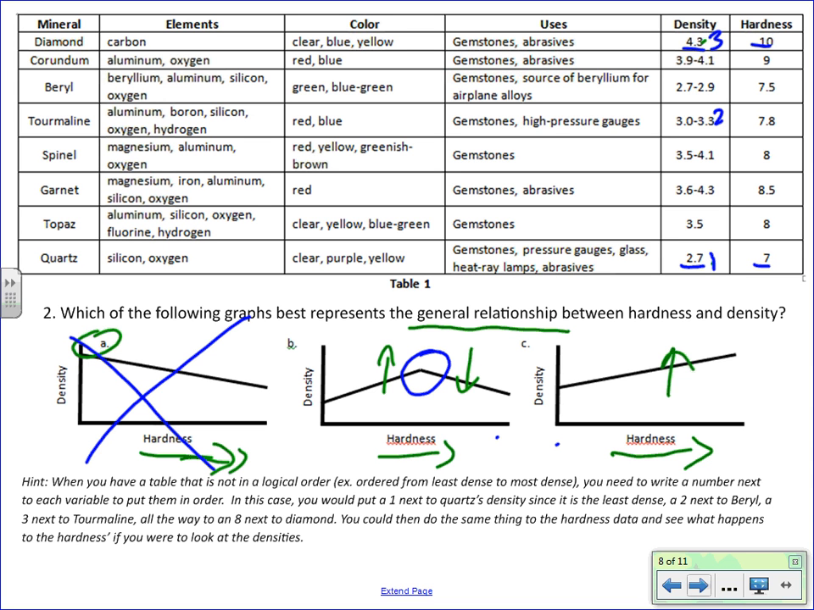This is a big table. That might take you a long time, though. So in this case, C is our answer.